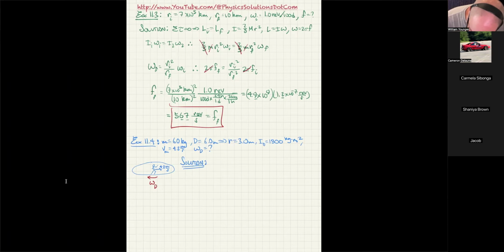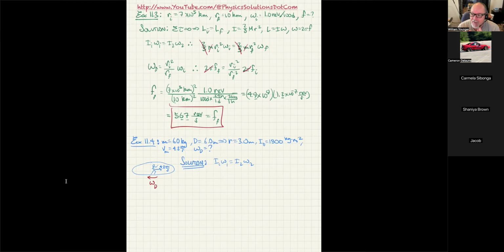This is a simple conservation of angular momentum problem. I1 omega 1 is equal to I2 omega 2. That's what we're using here. In this case, we are treating the individual person as a point particle, because compared to 6 meters, a human's pretty small, at least a vertical human compared to 6 meters horizontally. So the moment of inertia for that human is just mr squared.